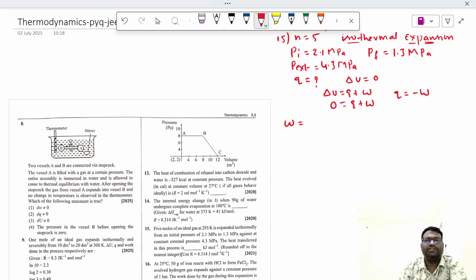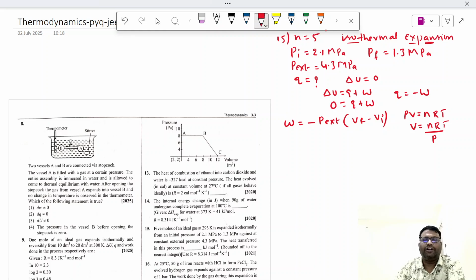constant external pressure is given. That means minus P external into V final minus V initial. So here they are mentioning ideal gas, and final volume and initial volume are not given. Okay. As it is an ideal gas, we can go with the ideal gas equation PV is equal to nRT, and V is equal to nRT by P.